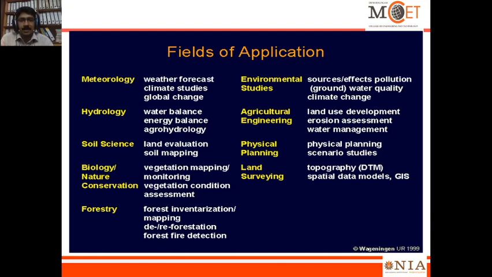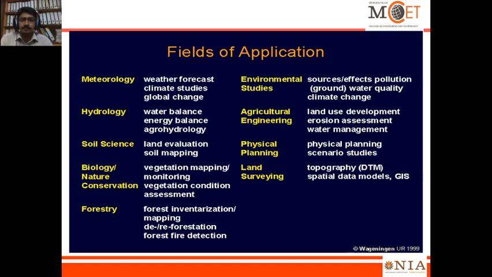So, applications. Meteorological application: in the daily news they tell about the weather forecast, climate study, global changes, and it is based on remote sensing data. Hydrology, water balance, energy balance, agrohydrology, everything we can study. Soil science, land evaluation, soil mapping is possible. Biology or nature conservation, vegetation mapping, how vegetation increases or decreases, that mapping and monitoring can be done. Vegetation condition assessment can be done. How much yield can be produced by a particular acre of land, we can closely watch and give the data.